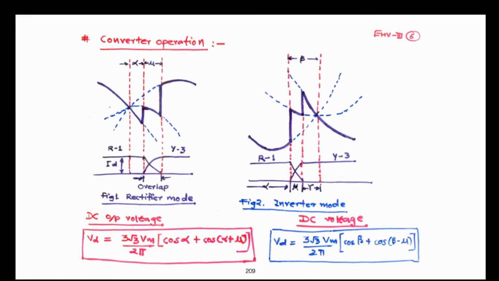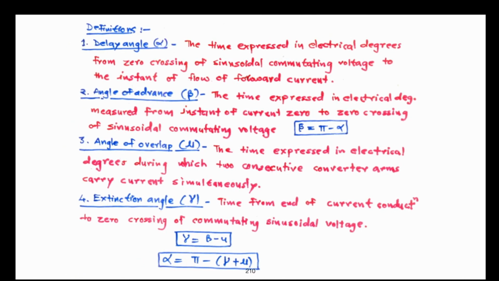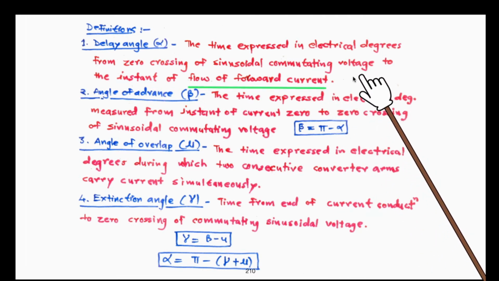Now quickly we will go through the basic definitions of what all these angles are, what their significance is, and how they are correlated. So let us move to the next slide. Here we can observe carefully the firing angle or delay angle. This is the time expressed in electrical degrees from the zero crossing of the sinusoidal commutating voltage to the instant of flow of forward current, when the thyristor starts conduction. That is where the delay angle is represented as alpha.